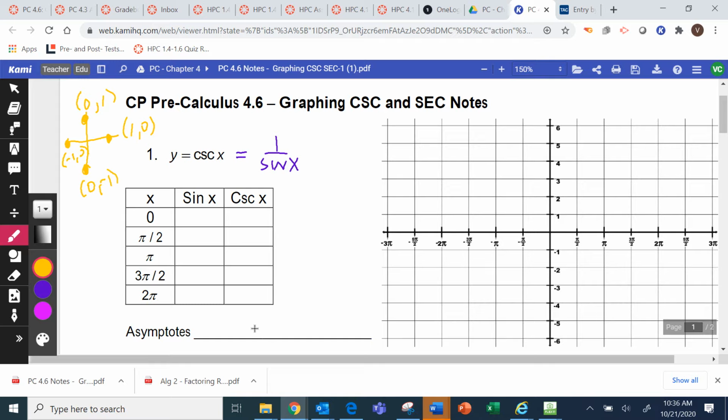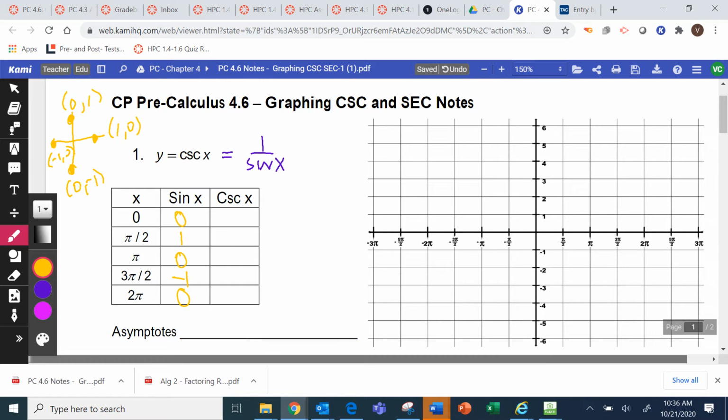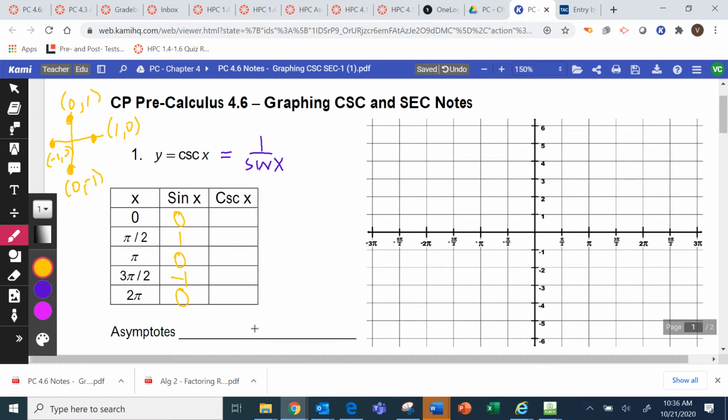And we write the y values because we write the y values in sine. So sine is y: 0, 1, 0, 0. And then we go over to our graph and we graph it. So 0, 0, pi over 2, 1, 3 pi over 2, negative 1, 2 pi, 0.